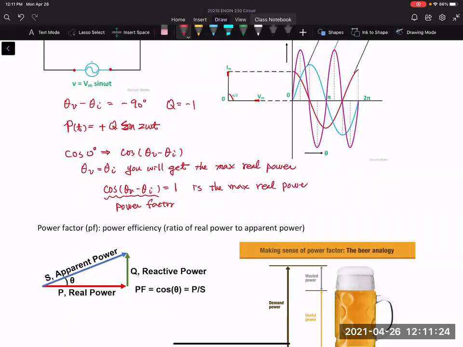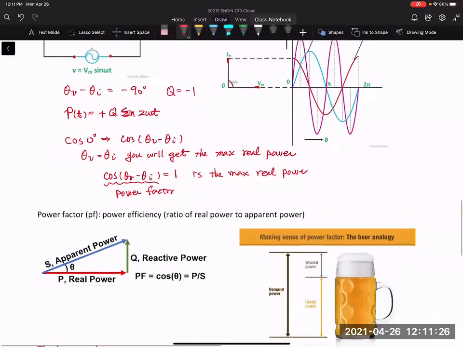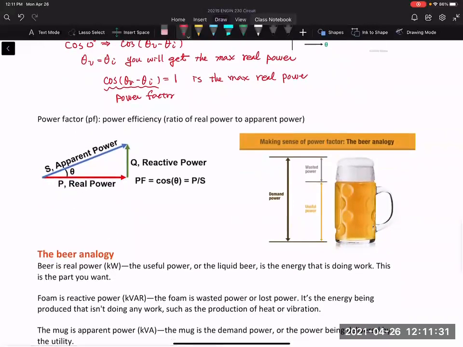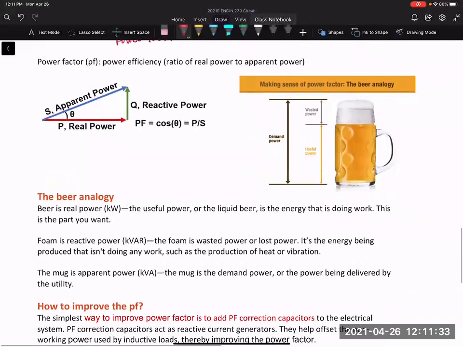Now, why do I keep on saying the real power? Before we get into the complex power, I just want to give you an analogy to tell you what that means to us. What do we mean by power factor? Why do I need a power factor to be close to 1? Well, we can use a triangle to represent the power just like you represent a complex number. Now we are representing a complex power. The S here is what we say the total power.